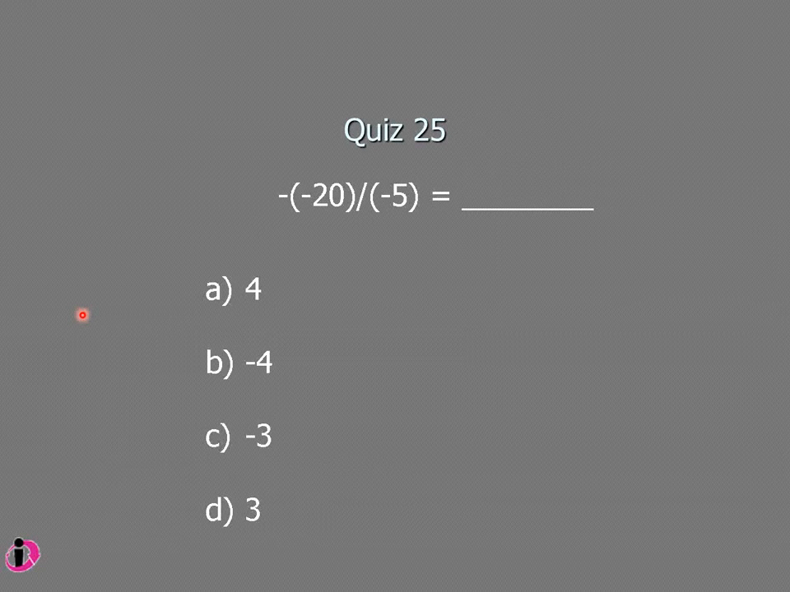So you just divide 20 by 5, you get 4. How many negative signs do you have? 3. It's odd, so the answer will be negative then. So it will be negative 4. Right answer is B. Negative 20 divided by negative 5 is 4, right?